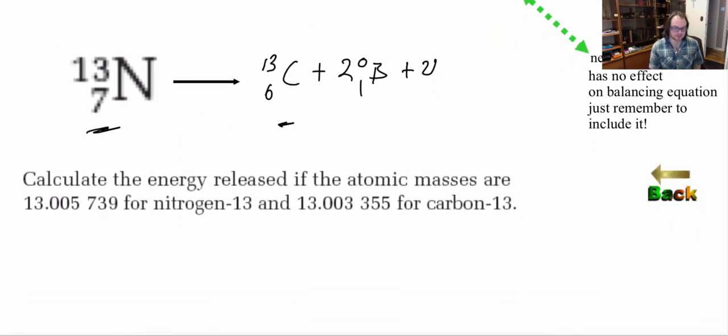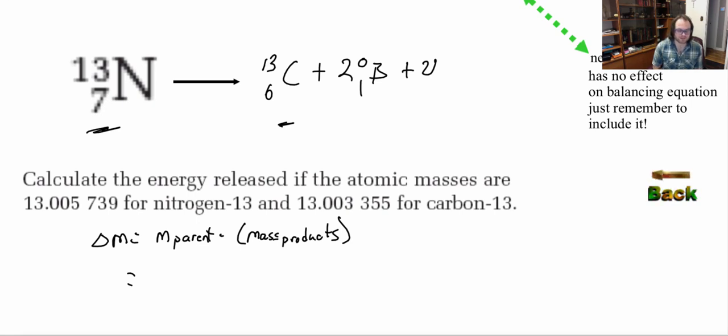Here it says to calculate the energy released if the atomic masses are, in this case nicely given, 13.05739 for nitrogen and 13.003355 for carbon-13. So we first have to find my mass defect. My change in mass is equal to the mass of my parent minus the mass of my products.